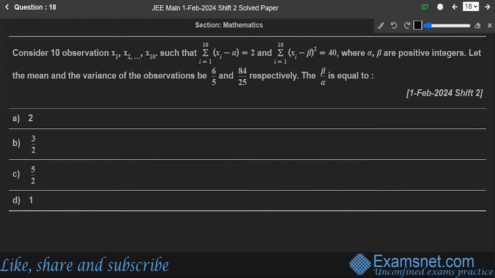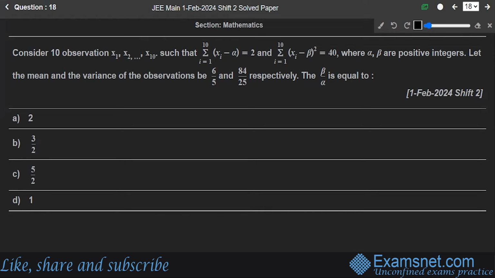Question number 18. Consider 10 observations x1, x2 till x10 such that summation i equal to 1 till 10 of xi minus a is equal to 2, and summation i equal to 1 till 10 of xi minus b whole square is equal to 40, where alpha and beta are positive integers. Let the mean and the variance of the observations be given by this and this respectively. Then beta upon alpha is equal to.